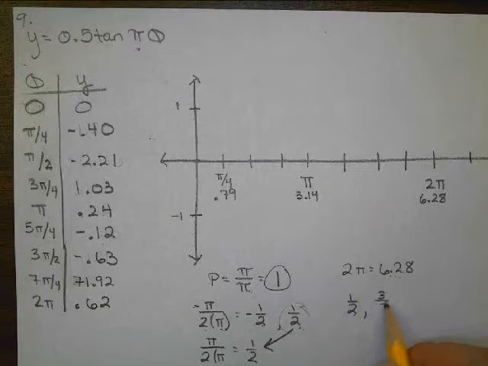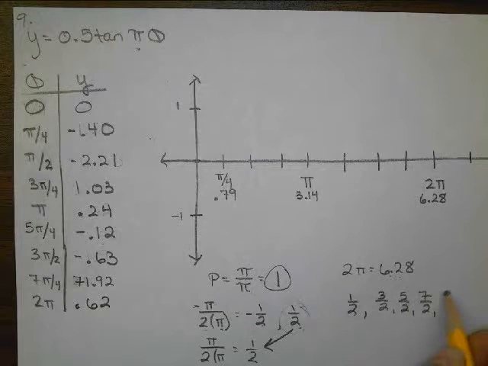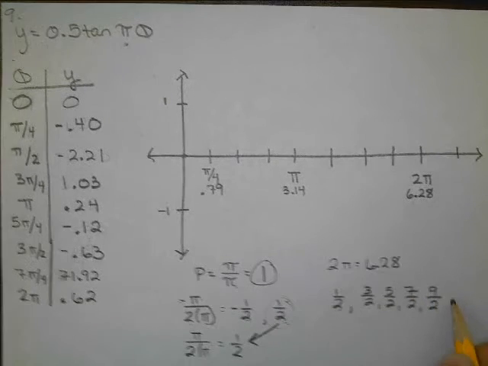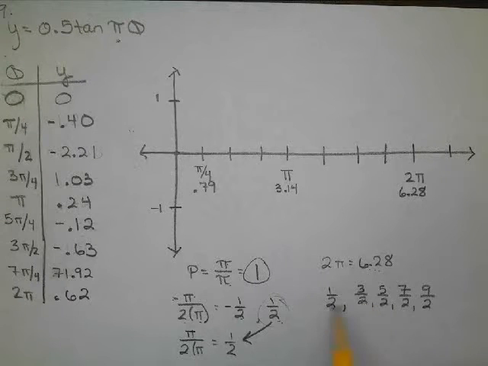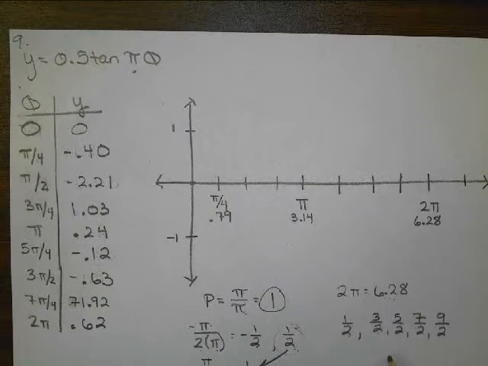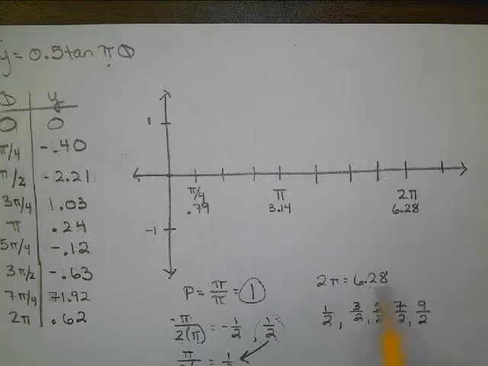So 1/2 plus 1 is 3/2, plus another one is 5/2, plus another one is 7/2, plus another one is 9/2. So notice again, I'm just adding 1. I'm just adding what the length of the period is to get from one asymptote to the other asymptote. Alright, now if I wanted to graph this, I'm not done here. You'd have to keep going until you got up to around there. So you have lots of asymptotes here.